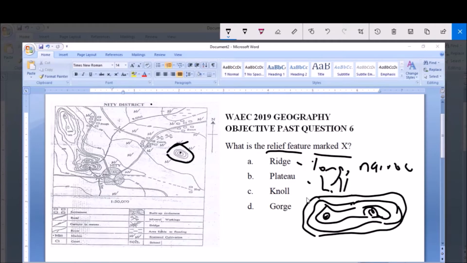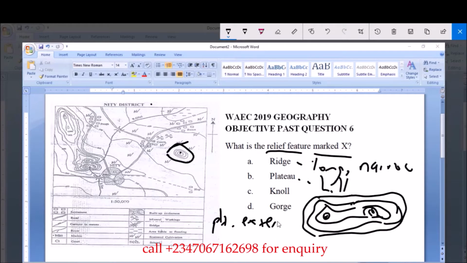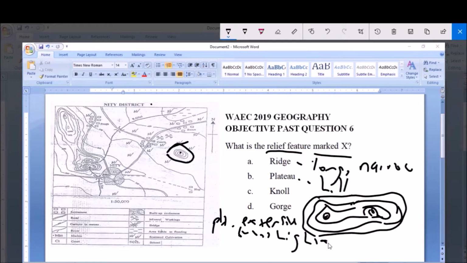Then a plateau is an extensive broad highland area. So a plateau is an extensive broad highland with a table-like top, a flat top. So the top of a plateau is flat, hence it is sometimes referred to as tableland.